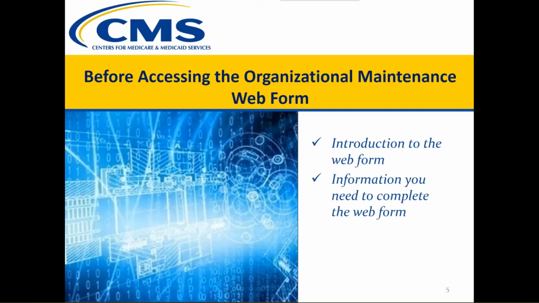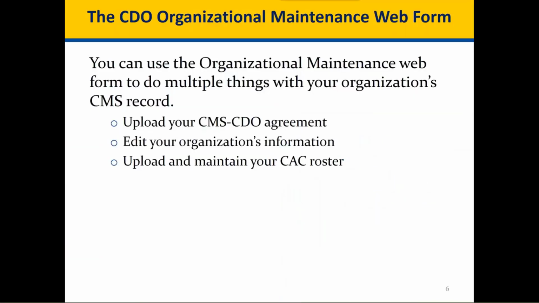Now we will discuss parts of the maintenance web form and the information you need to complete the web form. You can only access the maintenance web form after receiving a preliminary approval email from CMS. Organizations who receive this email can then access the maintenance web form to submit a signed CMS-CDO agreement.